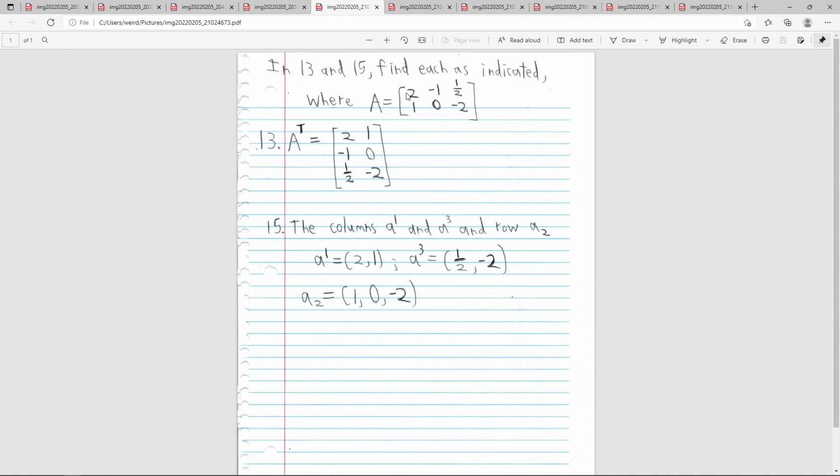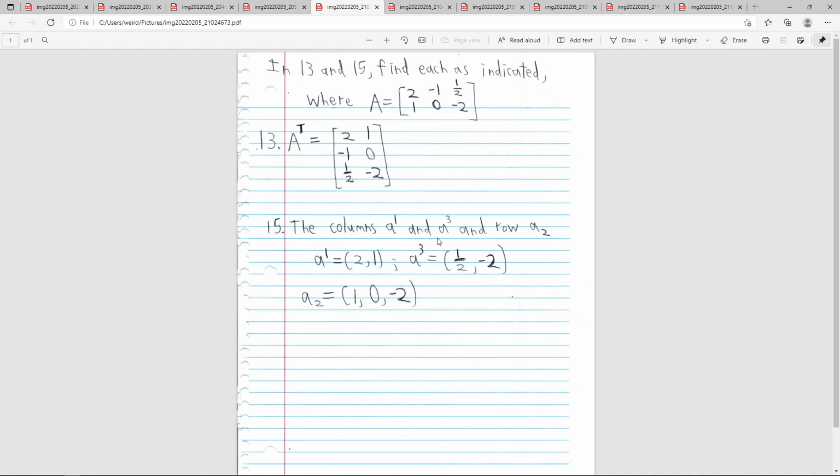Otherwise, you could just do it row 2, negative 1, 1 half becomes column 2, negative 1, 1 half. You can do it however you want, but you're just flipping them around. So this 2 row, 3 column matrix becomes a 3 row, 2 column matrix, as the rule of transpose says.